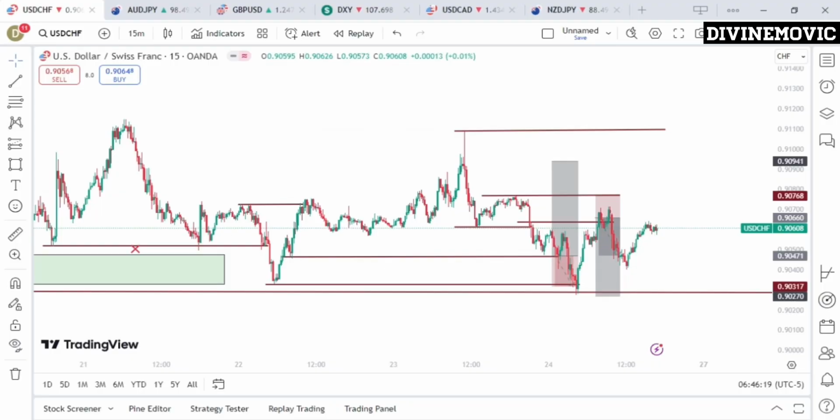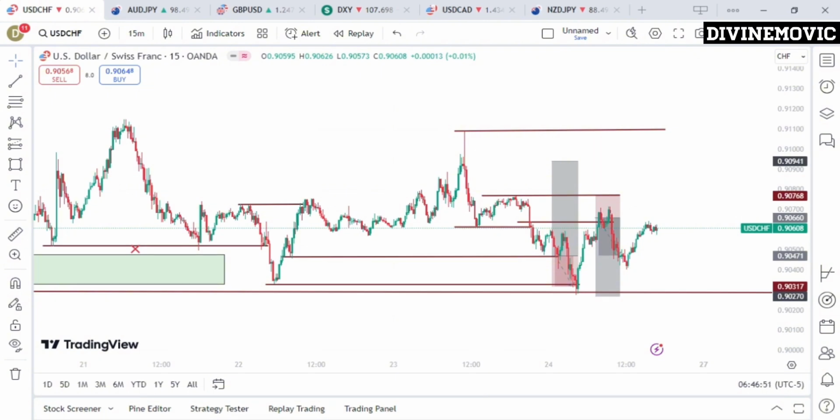The first thing I want you to understand is that for every move that you see on the chart, it is being powered by a point of interest. Now, if price is going to the upside, it is simply powered by a demand point of interest. And if price is going to the downside, it is being powered by a supply point of interest. That's the first thing you want to understand.